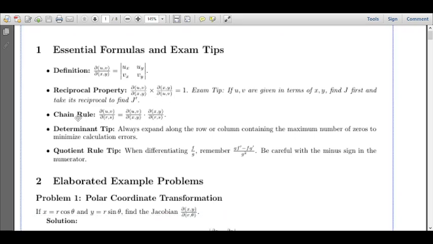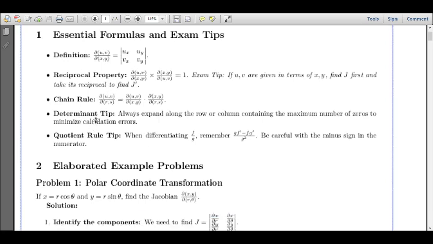The third one is the chain rule property of Jacobian. Here, dou of u, v by dou of r, s. Here u and v are functions of x, y, and x and y are again functions of r and s, then dou of u, v by dou of r, s equals dou of u, v by dou of x, y into dou of x, y by dou of r, s. And remember that for defining the Jacobian dou of u, v by dou of x, y, u and v must be functions of x and y, then only the Jacobian is defined.